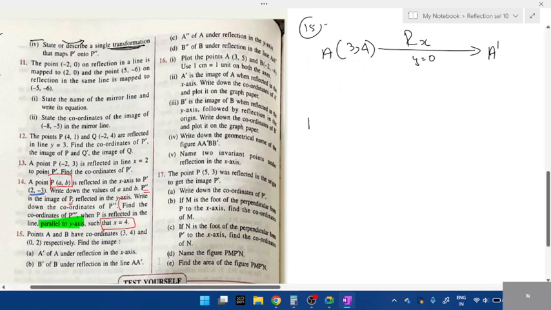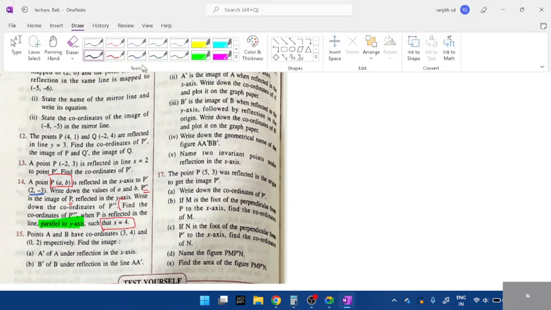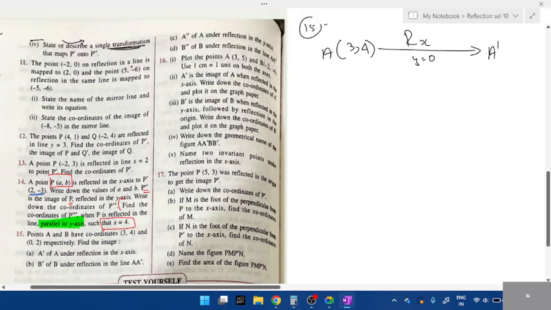Okay, for this we need a graph. What's the answer for A dash, students? Okay, 3 comma minus 4. Next.